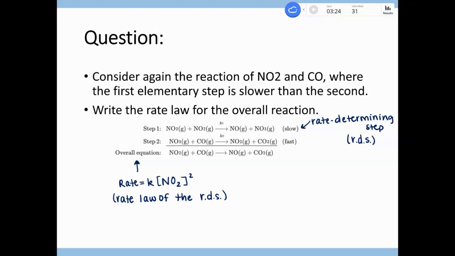So the second step is fast. That will just keep occurring as soon as it has the intermediate. As soon as the intermediate is produced, it will occur quickly. So the slower step determines the rate of the overall reaction. Yeah.